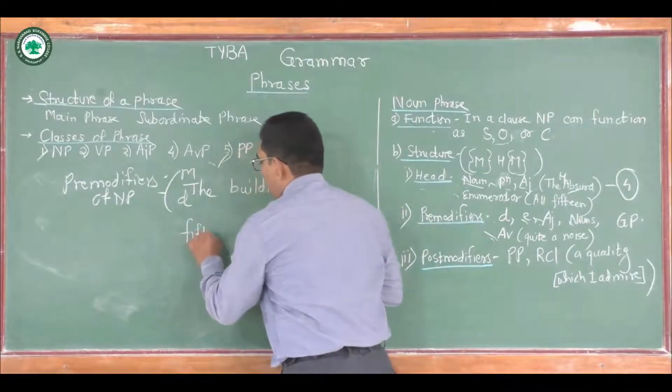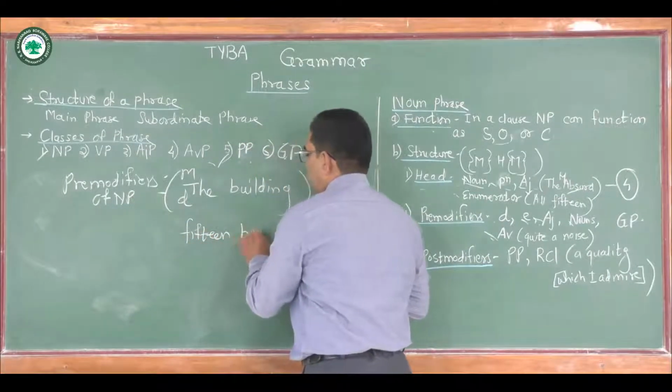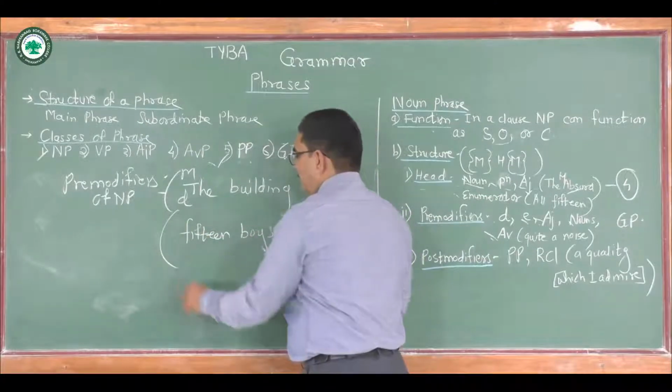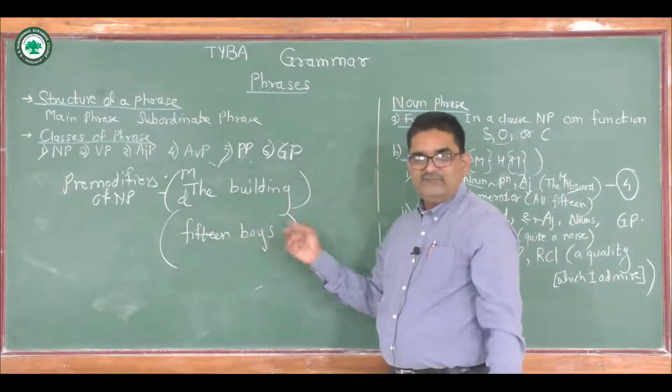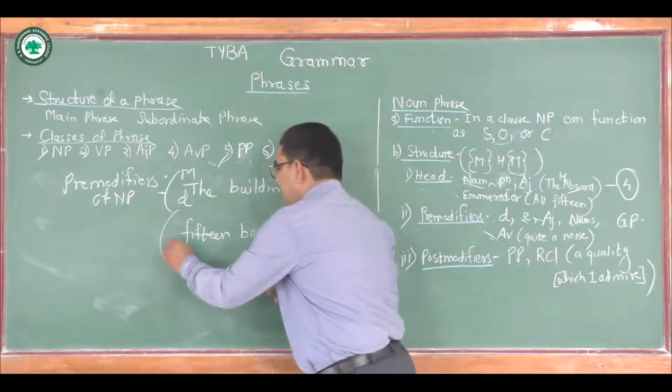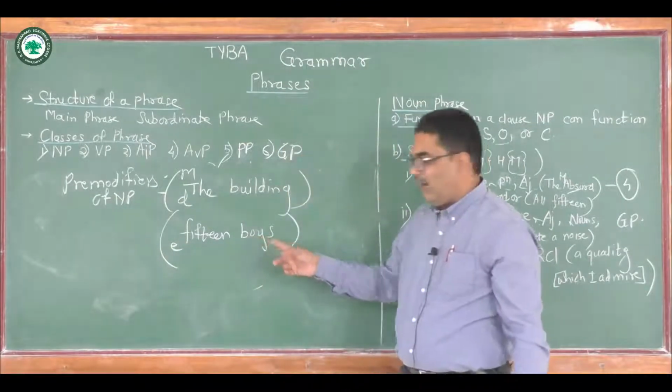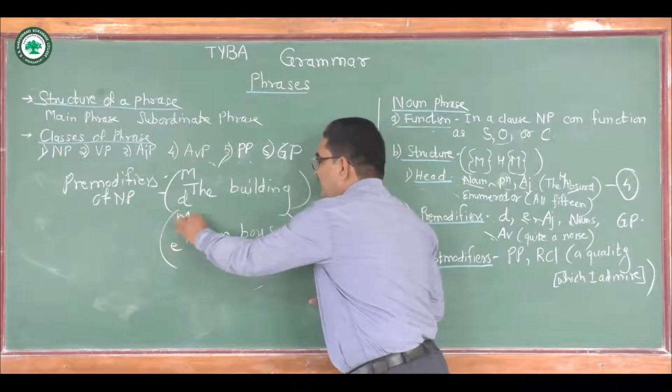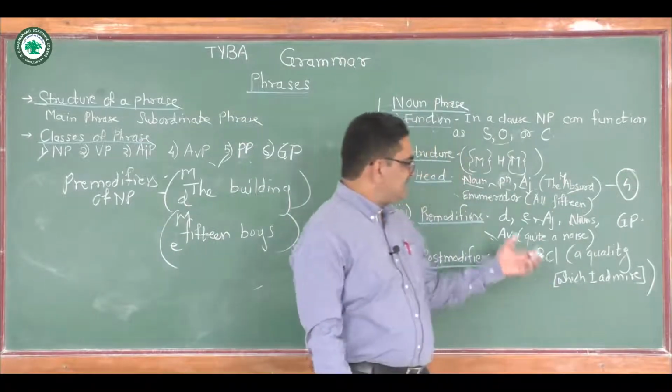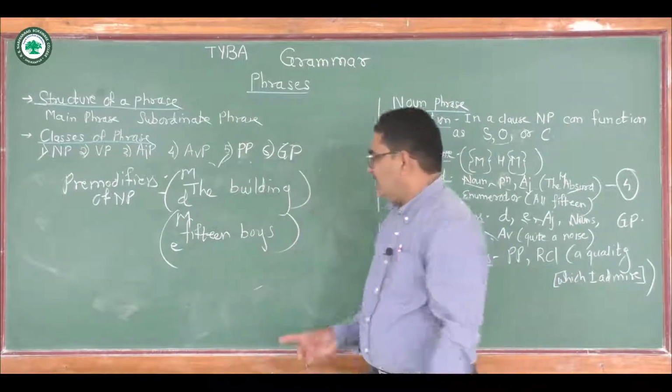15 boys. What is it? 15 is enumerator. Boys is what? Noun. So this is what? Modifier. Then next you can say adjective.